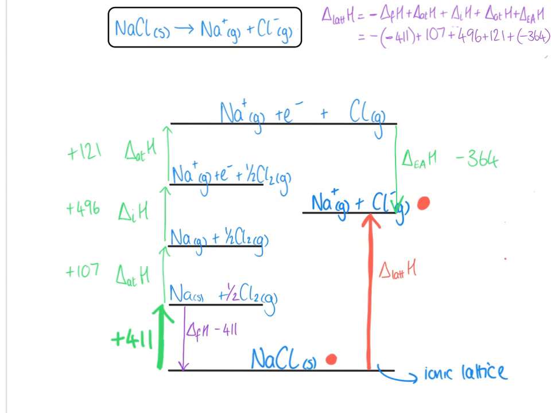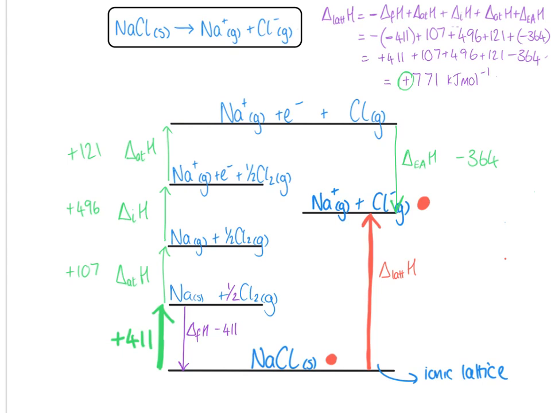If we sort out our signs and open out our brackets, that's going to give us +411 plus 107 plus 496 plus 121 -364. And if you pop that into your calculator, it should give you a final value of +771 kilojoules per mole. You need to include the positive. It'll come out in your calculator just as 771.